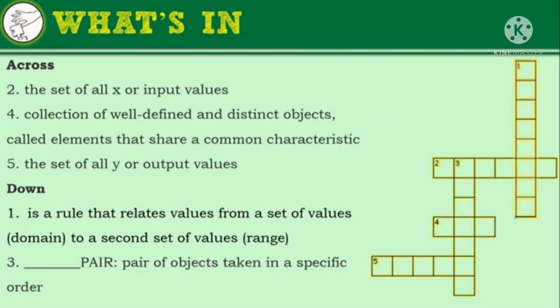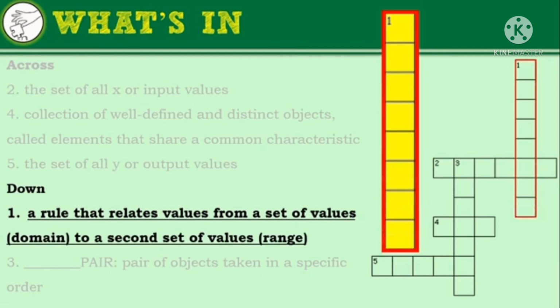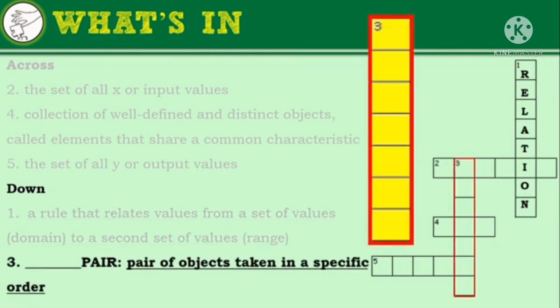So for number 1, let's have number 1 down. A rule that relates values from a set of values, which we call as domain, to a second set of values, which we call as range. What do you think? The answer is relation. So let's put it in our crossword puzzle. Relation.